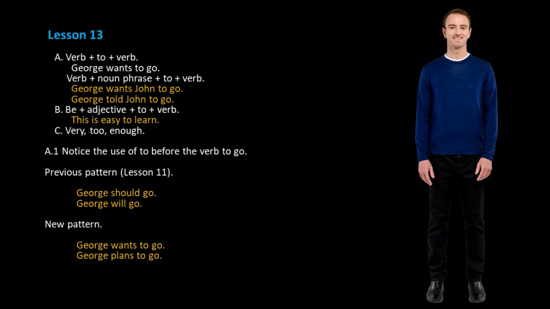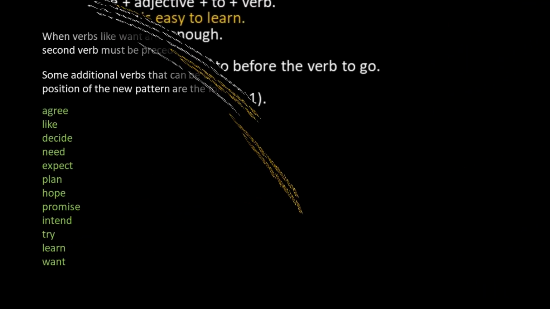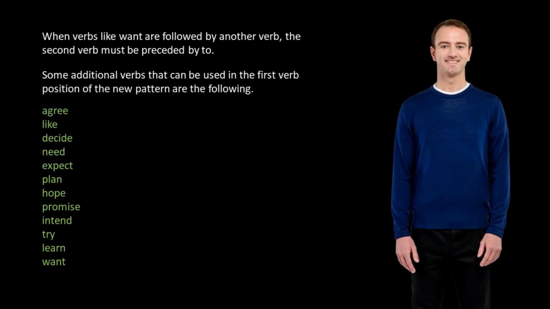Previous pattern. See lesson 11. George should go. George will go. New pattern. George wants to go. George plans to go. When verbs like want are followed by another verb, the second verb must be preceded by to.